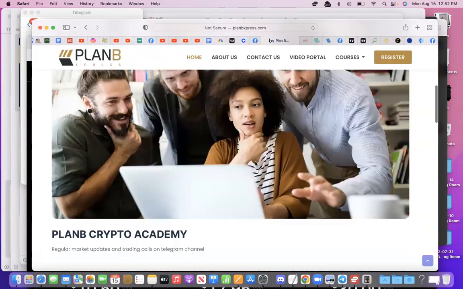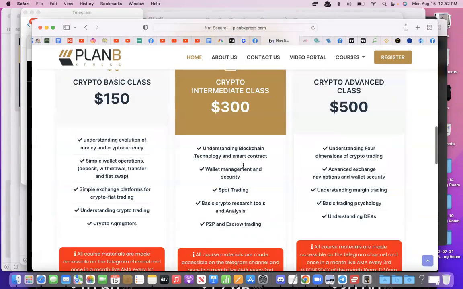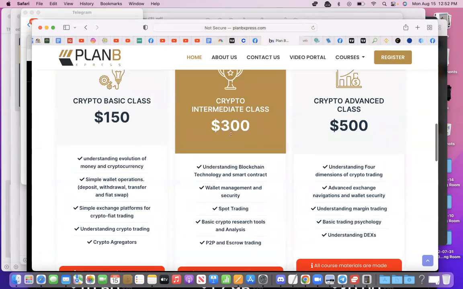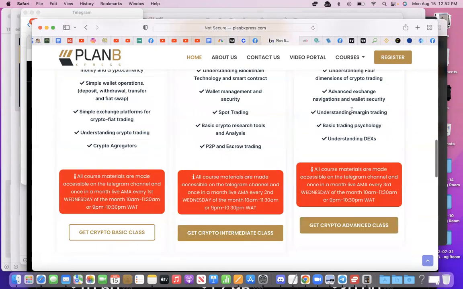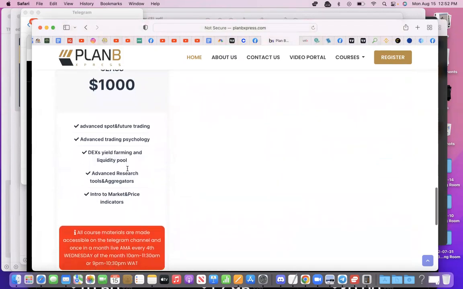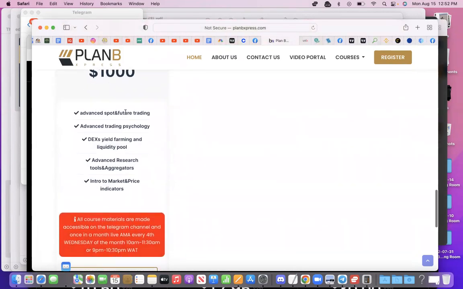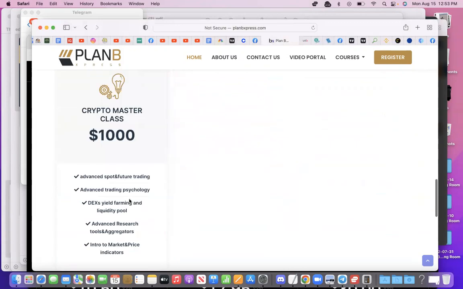It's about 4 sections. You have the basic, 150. You have the intermediate, 300. You have 500 for advanced class, and then master class. So you can see master class covers advanced spot and futures trading, advanced trading psychology, DEX, yield farming and liquidity pool, advanced research tools and aggregators, intro to markets and price indicators or price action.